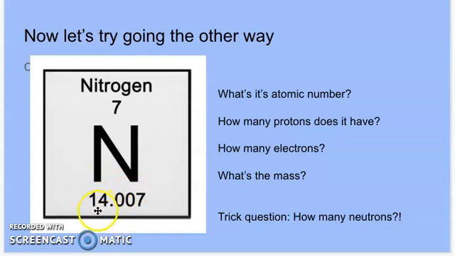And I did round. I didn't do 14.007. I just said 14. But you have 7 neutrons. We're going to go over that a little bit more in class. So it will take some practice for you to get that stuck in your head on how that works. But a good thing to remember, especially on that unit test that's going to be in a couple of weeks, is the number of neutrons: subtract the top number, sorry, from the bottom number.